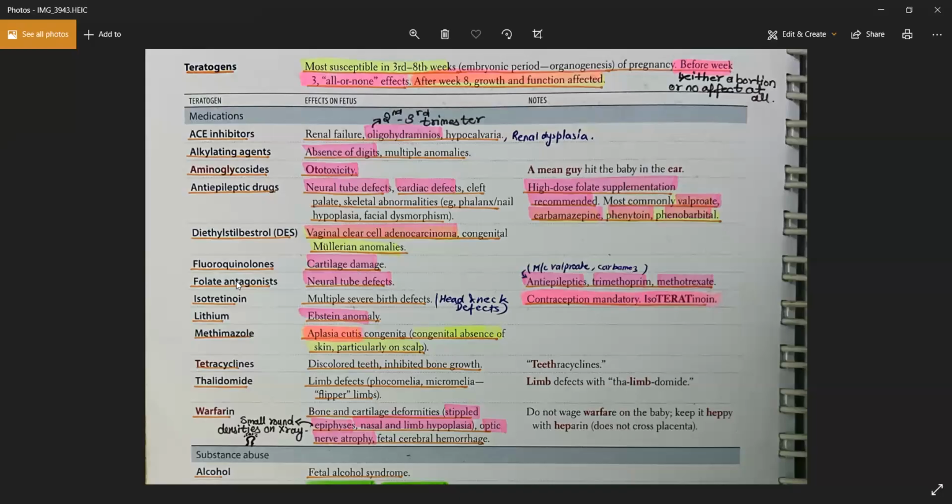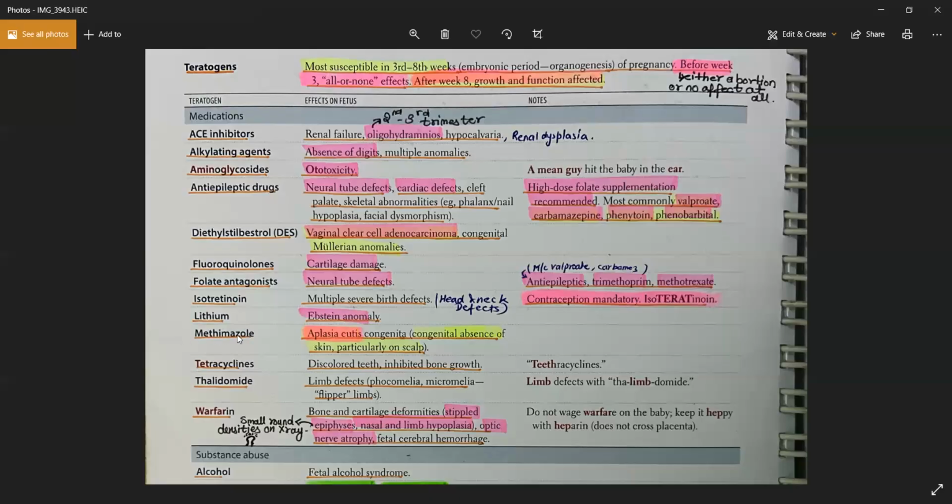Folate antagonists, you all know about the antiepileptics, trimethoprim, methotrexate. They can all cause neural tube defects. Not just these drugs, other anti-cancer drugs can also lead to these defects. Isotretinoin, I told you about the HOX genes, so multiple defects can happen because of that. Lithium can lead to Ebstein anomaly, where you have atrialization of the ventricles.